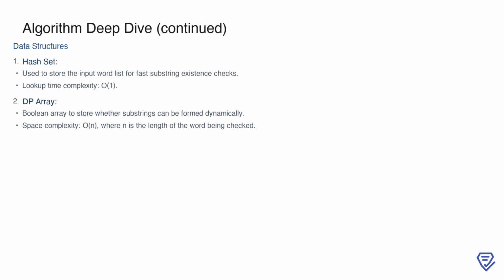The optimized solution relies on two key data structures. First, a hash set is used to store the input word list, enabling O(1) time complexity for checking the existence of substrings. This ensures that lookups are extremely fast and efficient. Second, a dynamic programming array is used to track which substrings of the word can be formed. The dp array has a space complexity of O(n), where n is the length of the word being checked. Together, these data structures enable the algorithm to balance speed and memory usage effectively while solving the problem.